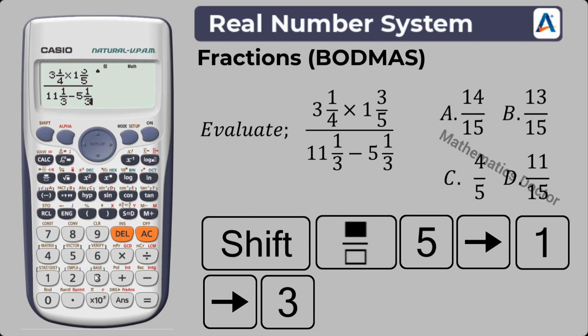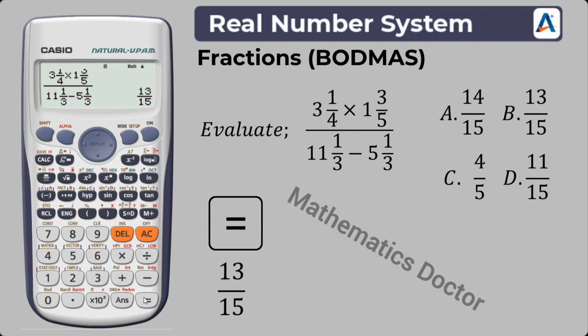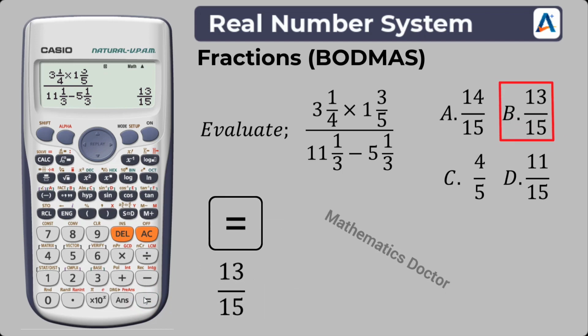So let us go ahead and press the equal sign to know what the answer is. So we press the equal sign and then the answer becomes 13 over 15. Go through the options and you realize that option B is 13 over 15. So the final answer is B, which is 13 over 15.